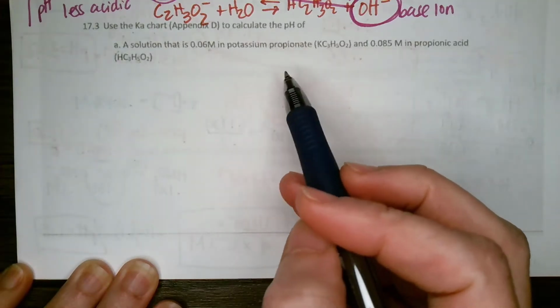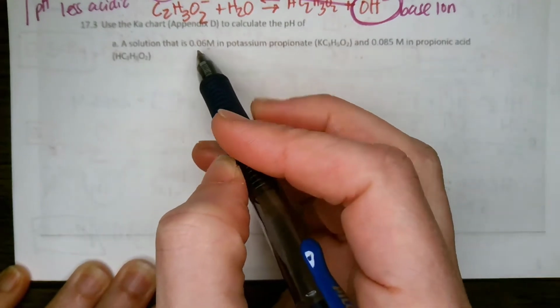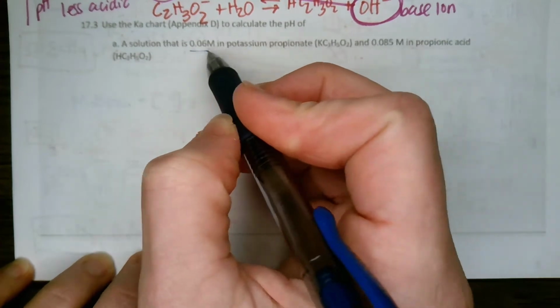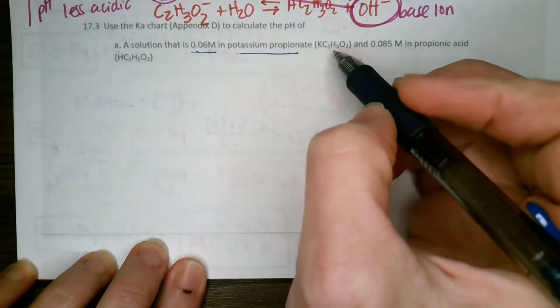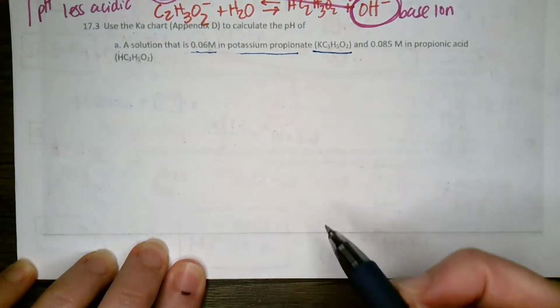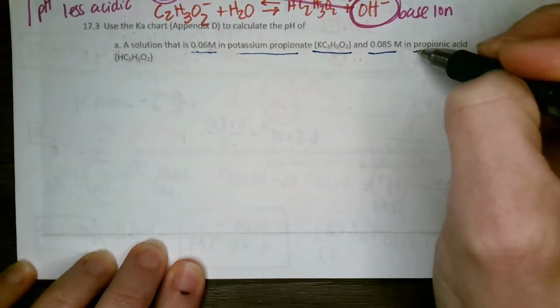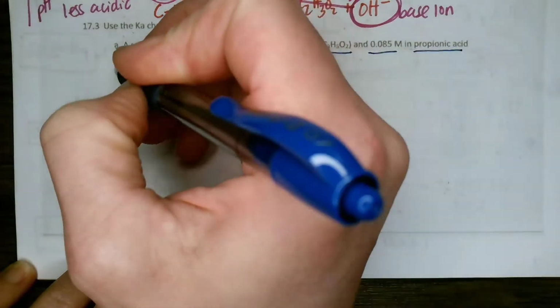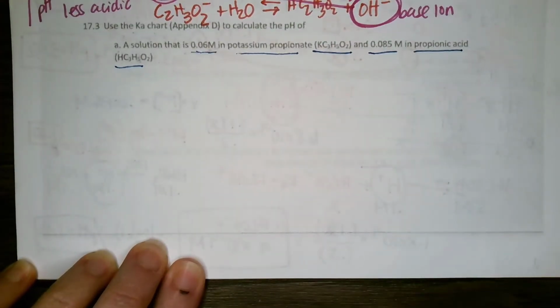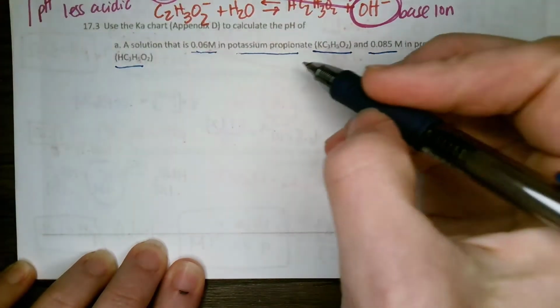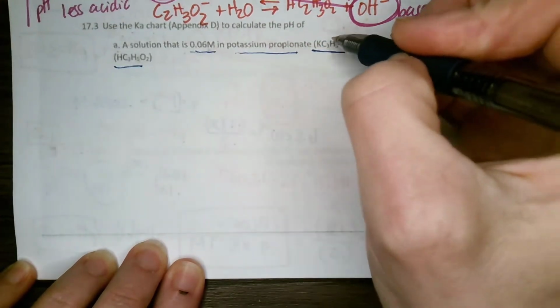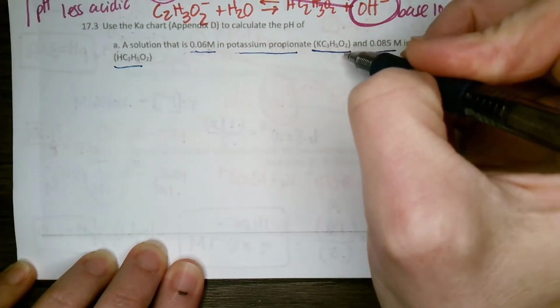Continuing on, we need to make sure that we have our Ka chart or our appendix D so we can calculate the pH of a solution that is 0.06 molar in potassium propionate, which is given to us right here, and 0.085 molar propionic acid, which is this. Now, we need to look at this.